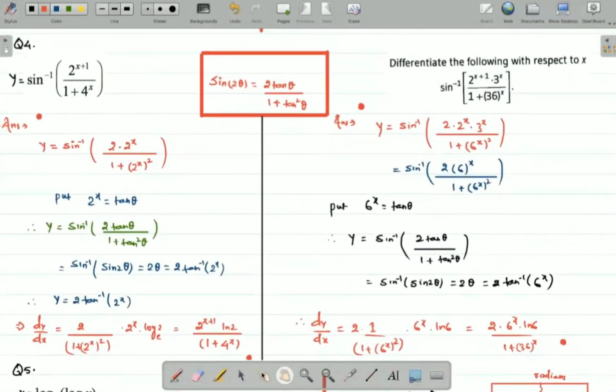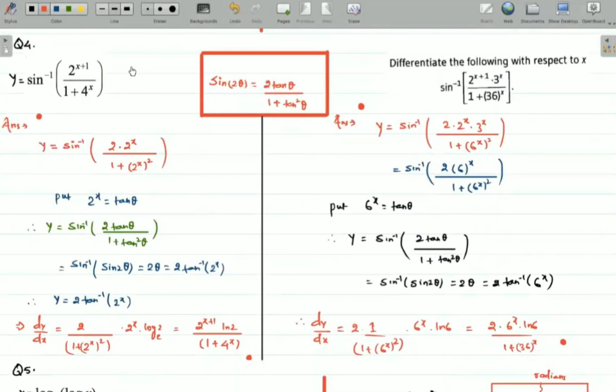Okay, let's see the next question. The question is y equals sine inverse of 2 to the power x plus 1 upon 1 plus 4 to the power x. A similar question is given here: sine inverse of 2 to the power x plus 1 into 3 to the power x, upon 1 plus 36 to the power x. Now to solve such questions, whenever we have to solve any inverse trigonometric differentiation, if we have a sine inverse, we'll try to express this in terms of sine theta.